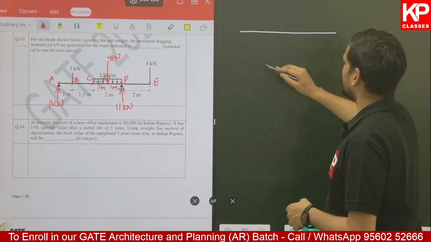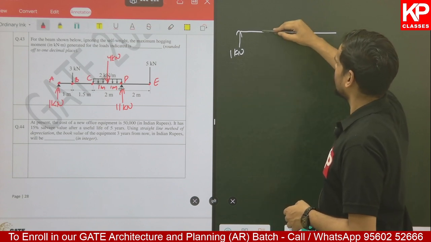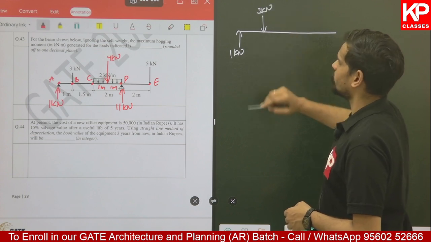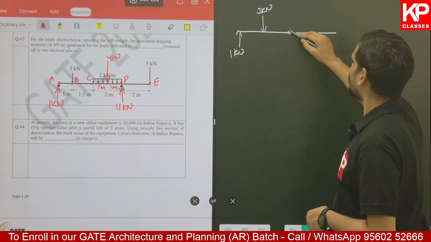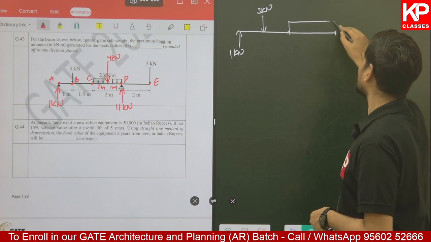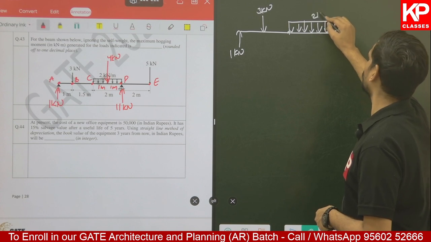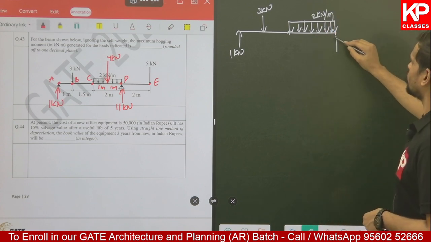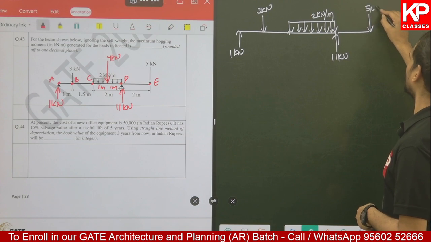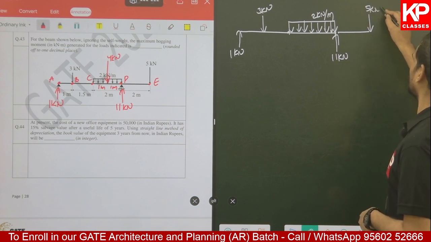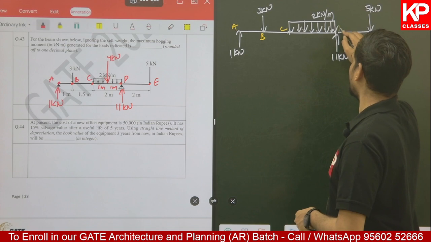So if I mark the given beam, you have a 1 kilonewton reaction at the support at point A. Then you have a 3 kilonewton load acting from the top over here. Then you have point C. You have a UDL from point C till point D. That's coming out to be 2 kilonewton per meter. Then at this point D, you have an upward 11 kilonewton support reaction. Then you have a downward force of 5 kilonewtons acting here. If I mark these points for a reference, these are point A, B, C, D and E.